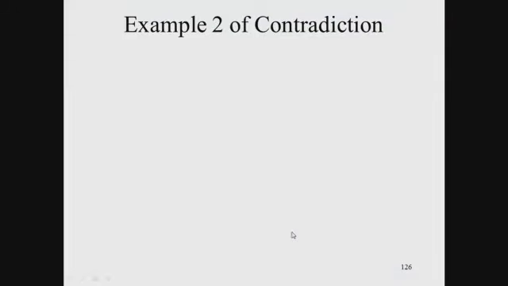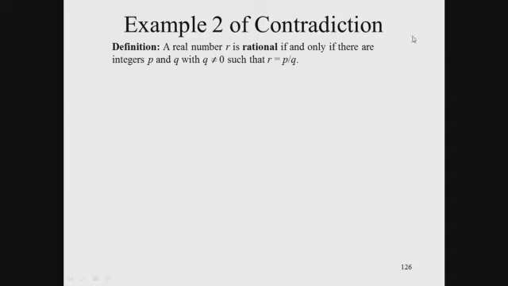Let's do another example. Let me ask you to recall the definition of a rational number. A real number r is rational if and only if there are integers p and q with q not equal to 0 such that r can be written as p over q. In other words, r is a fraction. All right, here's what we want to prove now. If r is a real number for which r squared equals 2, then r is irrational.